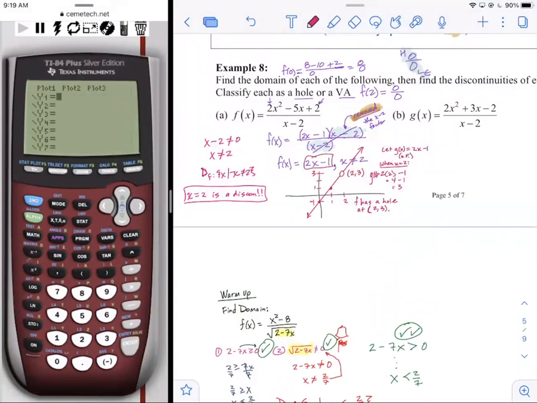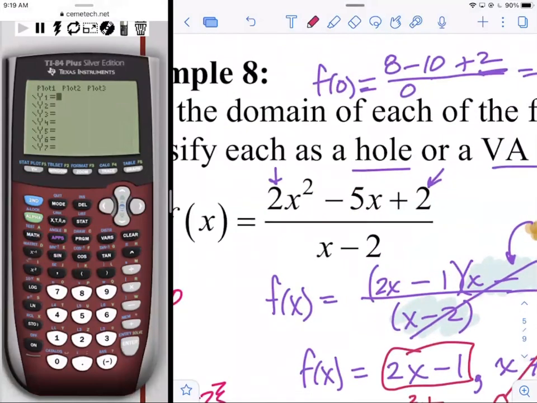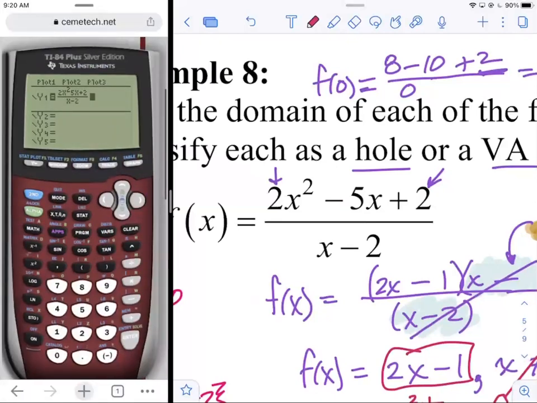Y equals. To get the horizontal division bar, you remember how to do that? Alpha, Y equals. That activates the green F1, and there's N over D. All right, so then 2x squared minus 5x plus 2, cursor down, x minus 2. Click to the right, make sure it looks exactly like what you have on your paper. And now zoom 6 is a good place to start. That's your standard negative 10 to 10 window.